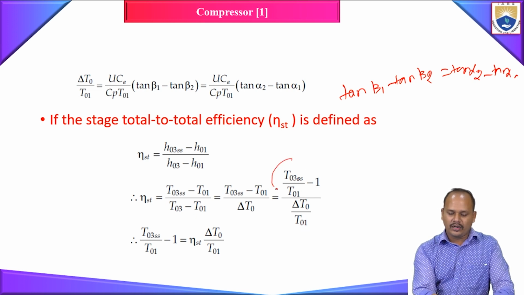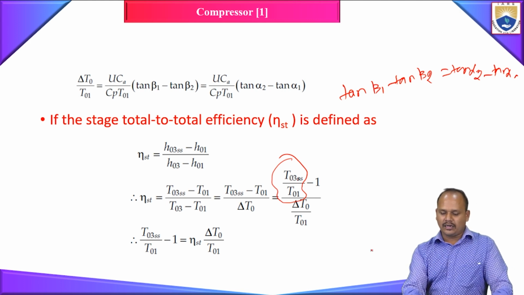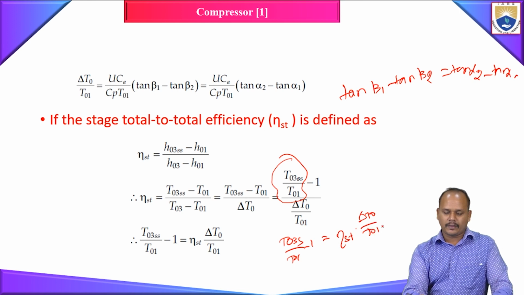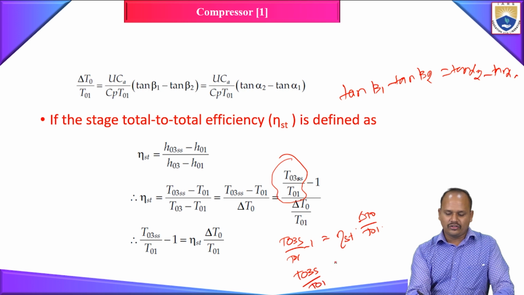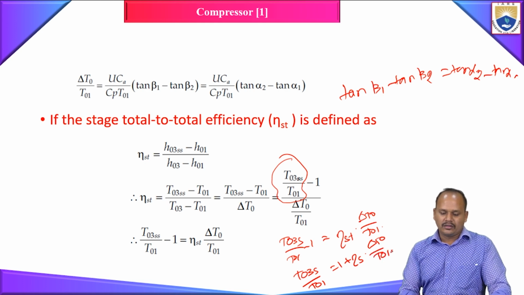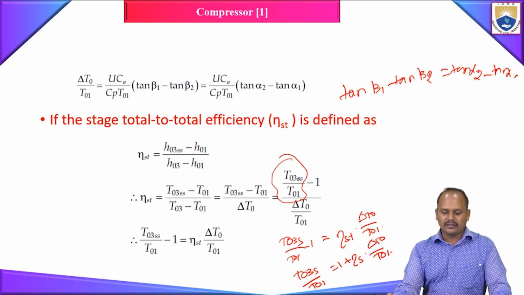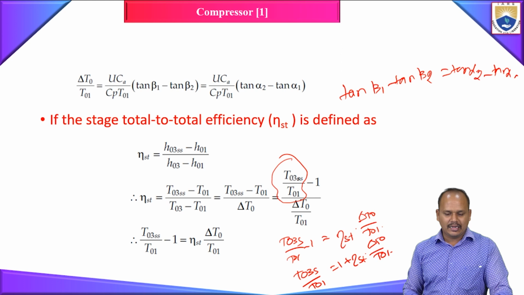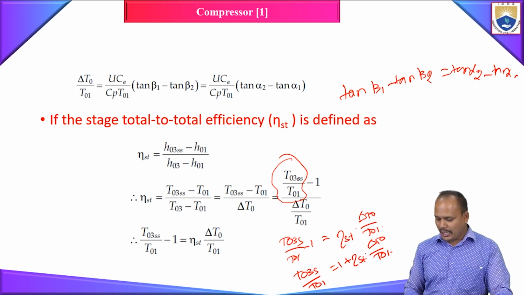What I want is the change in temperature. So T03s by T01 minus 1 will be the stage efficiency into delta T naught by T01. So I can write T03s by T01 is equal to 1 plus eta s into delta T naught by T01. This is the change in total temperature across a stage, which we wrote in terms of this equation. We have the equation for delta T naught by T01, which is basically U Ca by Cp T01 into either tan beta 1 minus tan beta 2 or tan alpha 2 minus tan alpha 1.